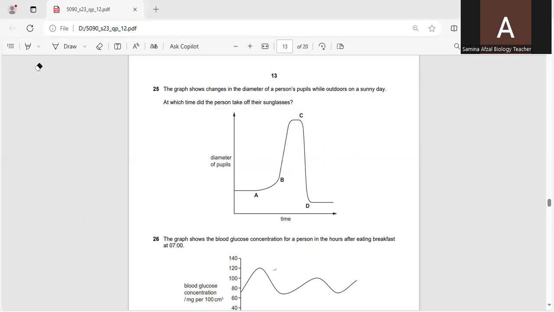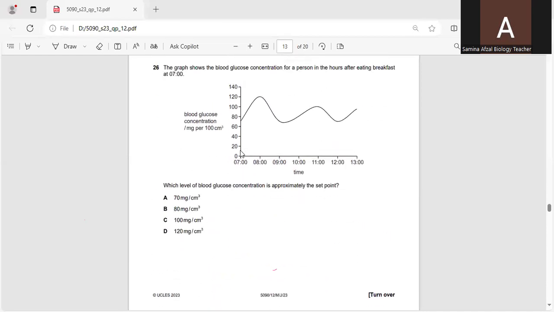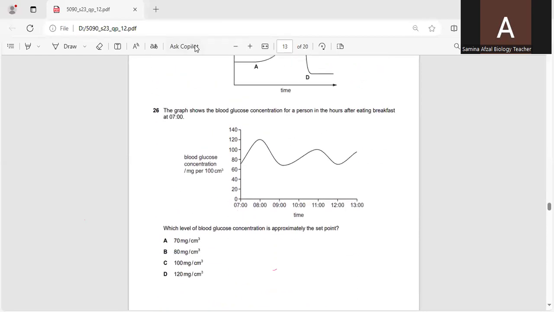Next question. Question number 26. The graph shows the blood glucose concentration of a person in the hours after eating breakfast at 7. Which level of the glucose concentration is approximately the set point?